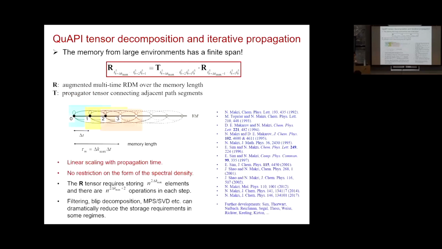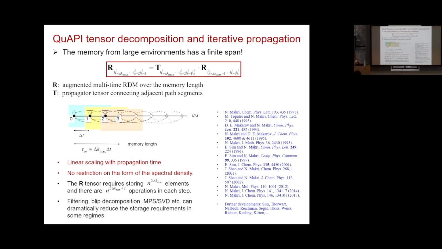So fortunately, it turns out that the memory that comes from condensed phase environments has a finite span. And that's because those influence functional coefficients are given by time correlation functions of the environment, and these decay irreversibly if the environment is macroscopic, with Avogadro's number of degrees of freedom. Which means that when we look at this diagram, not every variable is coupled to every other variable, but it's only coupled to variables that are within a certain distance in time, which is the memory time. And then you get this structure.